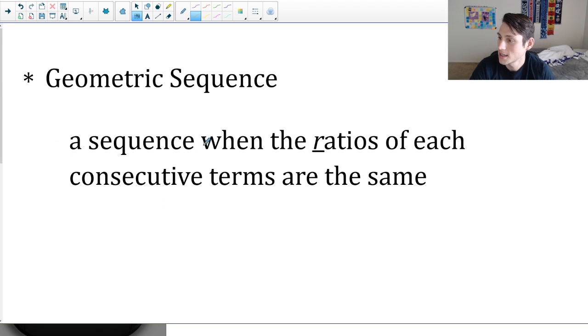Okay, so let's take a look at our next type of sequence. We'll probably do 2 days for this whole lesson. It's kind of a lot of stuff, so I don't want to pack it into one day. I don't know, we'll see.